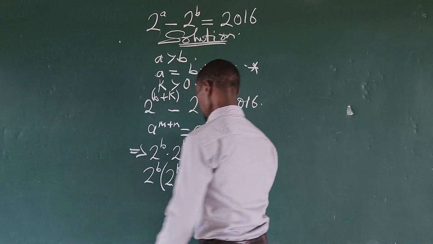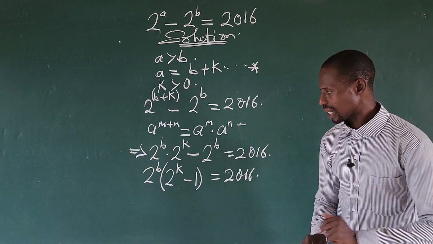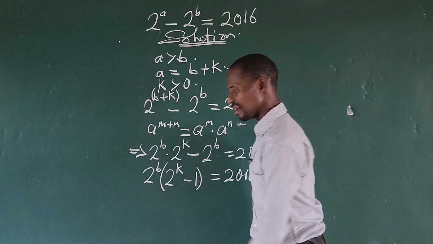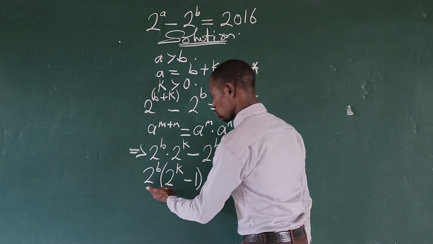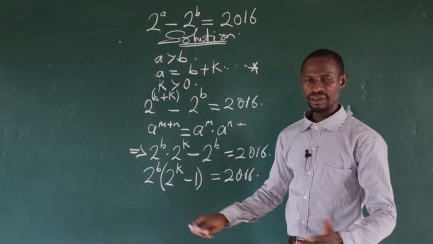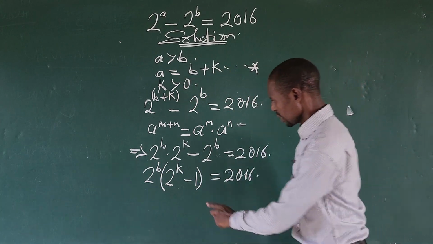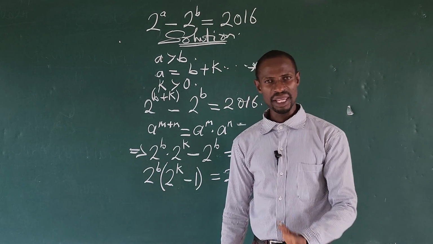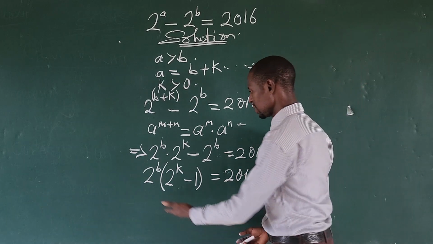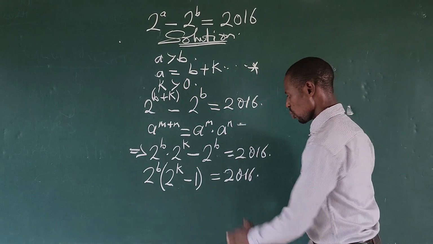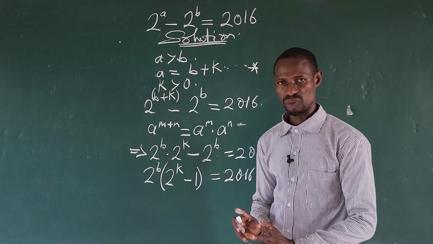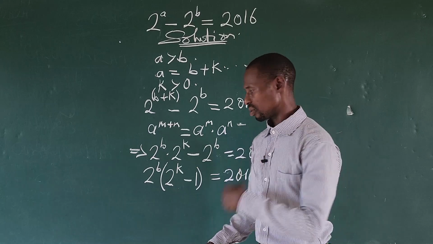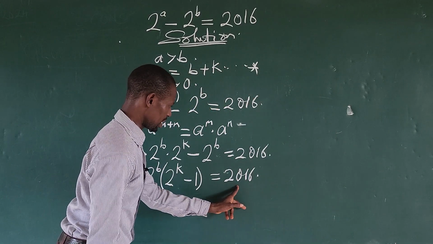2016. Now, if you look at the left-hand side of the equation, you discover that 2 to the power of b is an even number, because 2 to the power of any positive number gives us an even number. Then we have 2 to the power of k, which is also even. But whenever you subtract 1 from an even number, it gives you an odd number. So we have an even number times an odd number. We have to rearrange the right-hand side of the equation to also get an even number multiplied by an odd number.